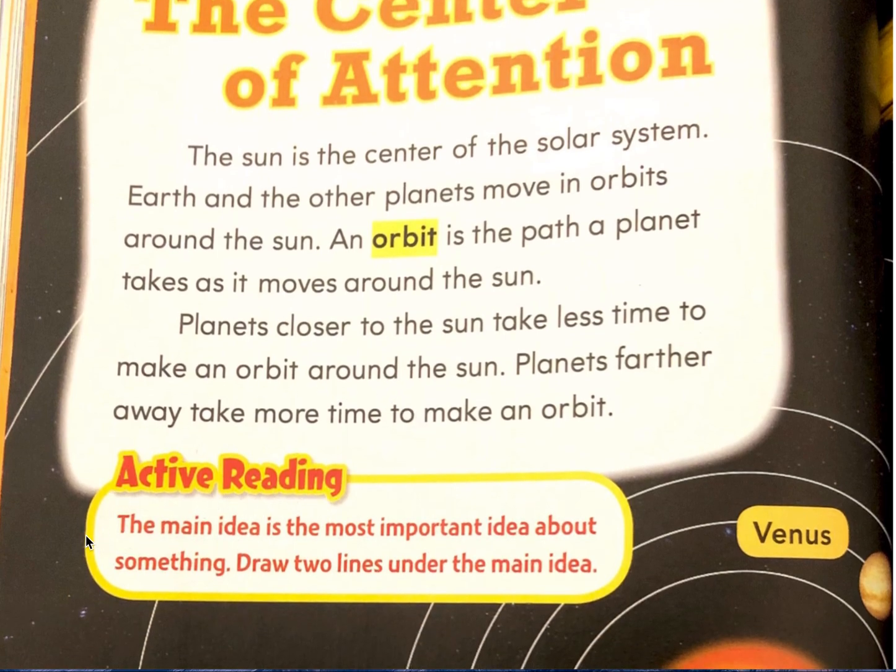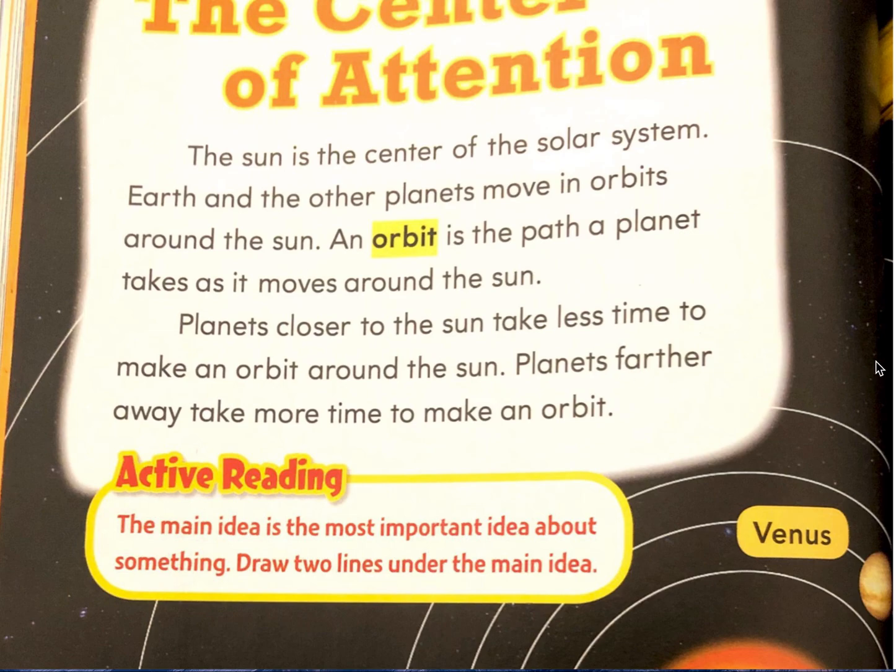Let's do the active reading. The main idea is the most important idea about something. Draw 2 lines under the main idea. So we need to underline the main idea of the paragraph. Can you find it? That's right. The main idea of this paragraph is that Earth and the other planets move in orbits around the sun. So that's what you need to underline.